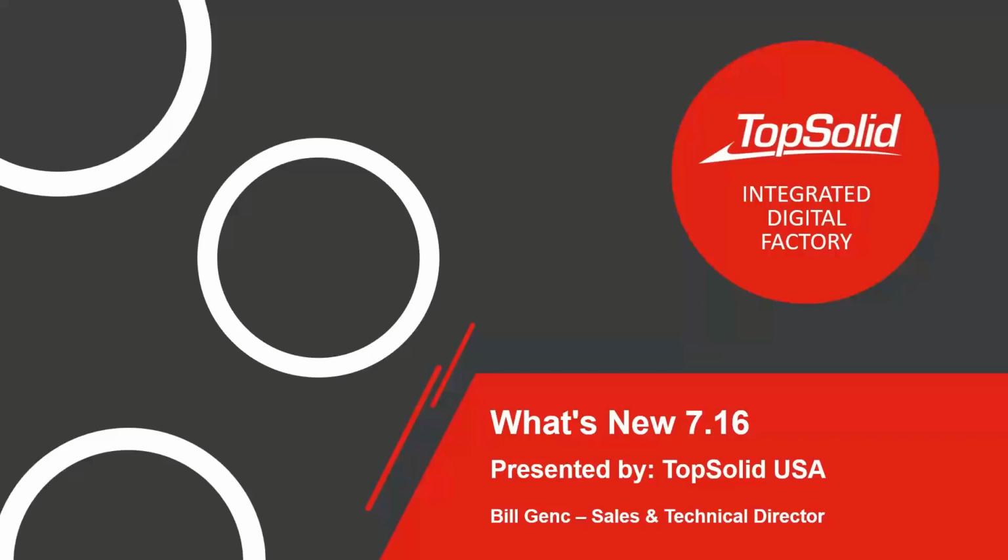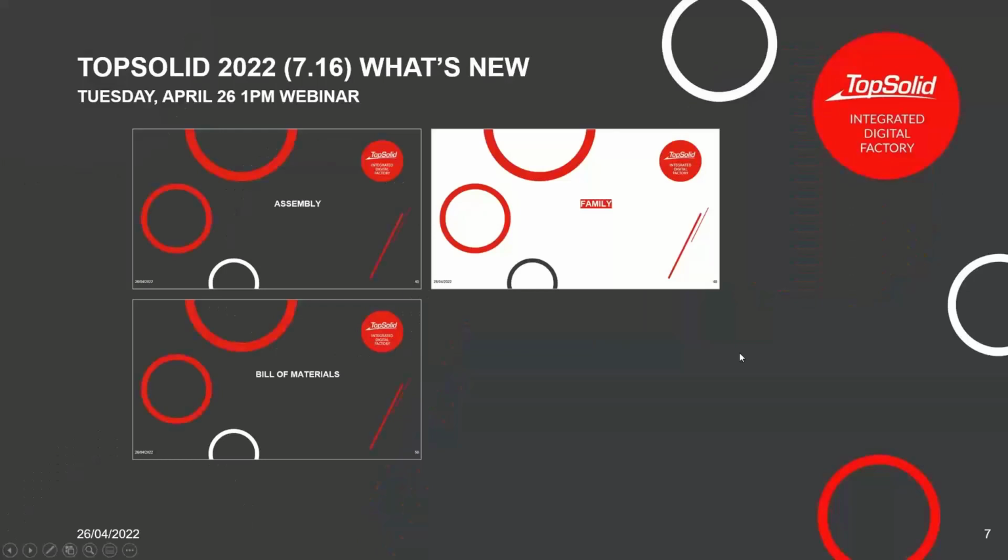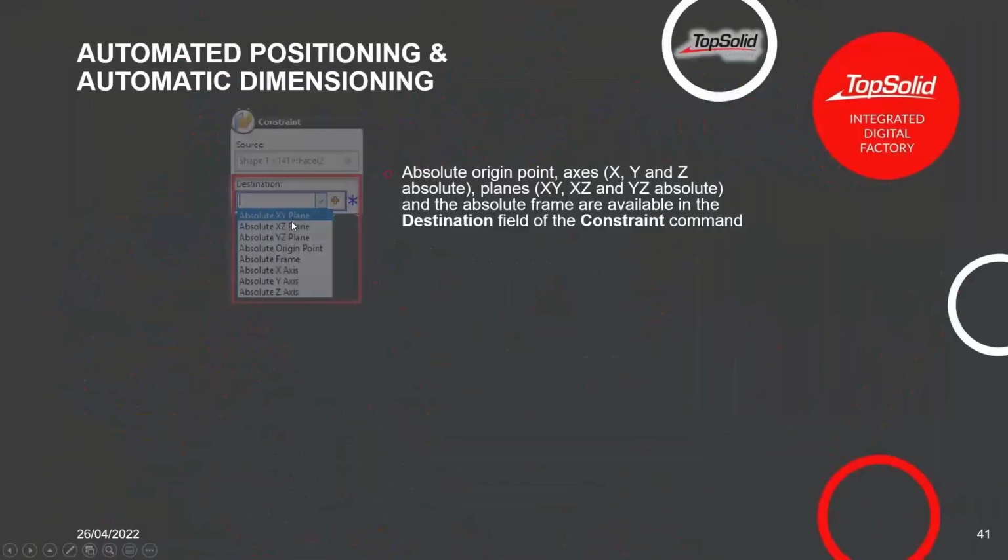Alrighty, let's get going. This afternoon, we're going to be taking a look at 3 more aspects of new features and updated features in TopSolid'Design. We're going to start with assembly, talk a little bit about families, and then finish up with bill of materials. This one will probably last 20 to 25 minutes. So here we go. Let's go to assemblies.